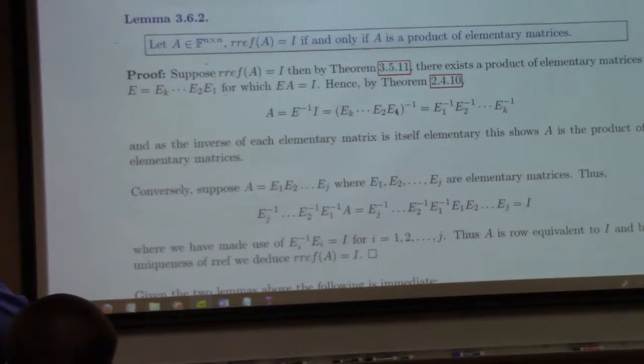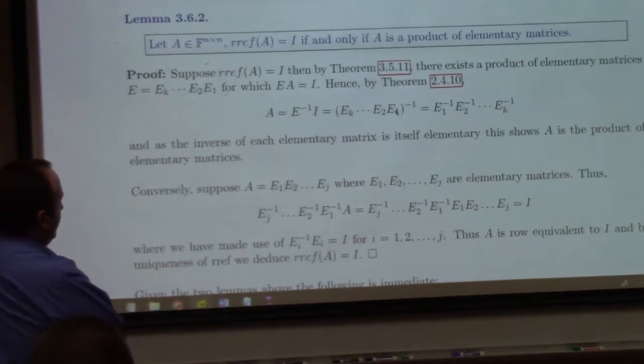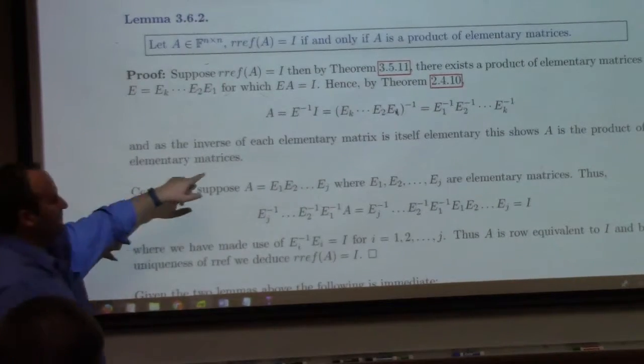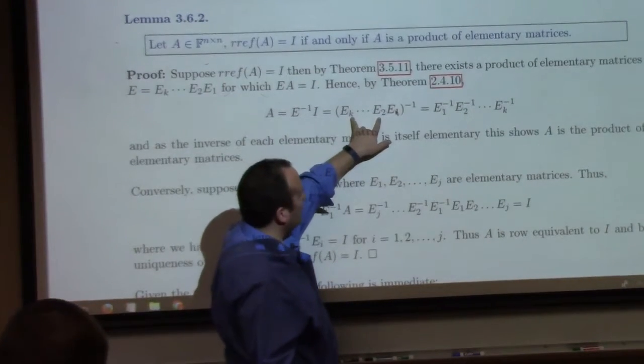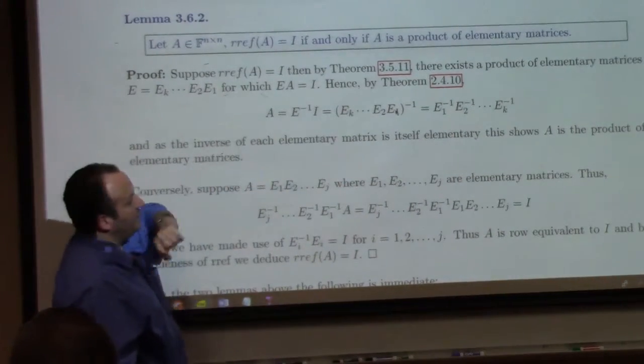First of all, if the reduced echelon form is the identity, then there has to exist a product of elementary matrices such that EA is equal to I, right? And then you can just multiply by the inverse, which exists because, going back to this, each elementary matrix is invertible because row operations are reversible, and hence the inverse exists. And by the sock shoes formula, we get that. And then that shows that A is the product of elementary matrices.